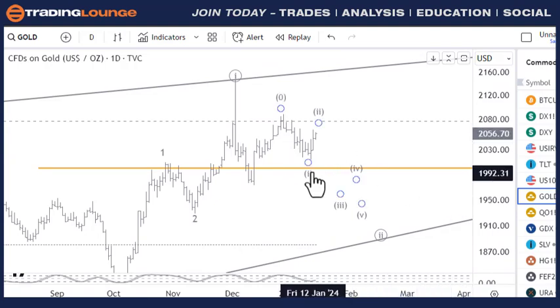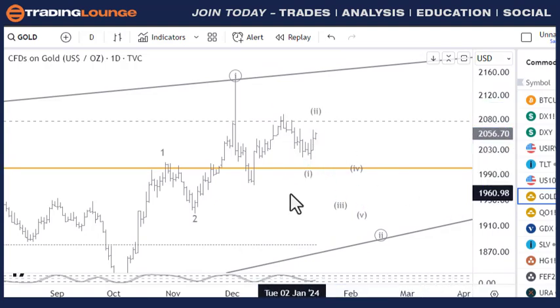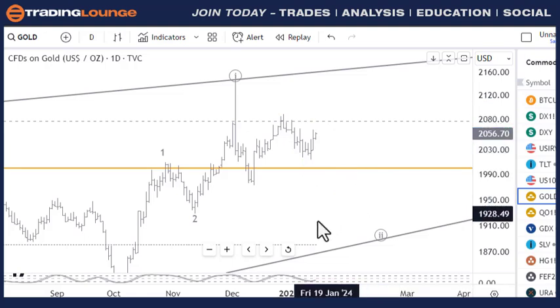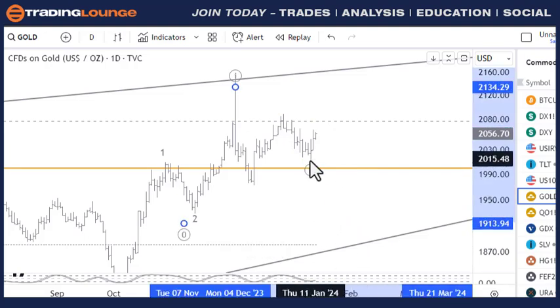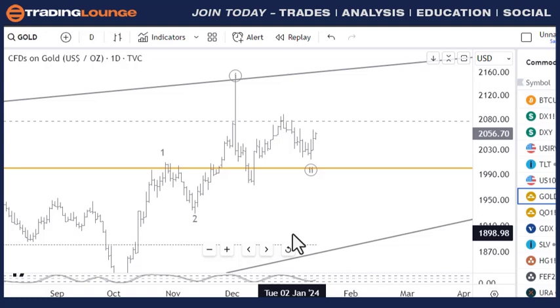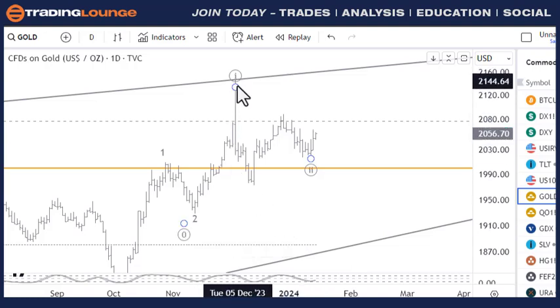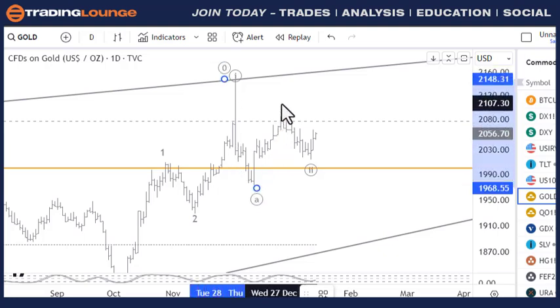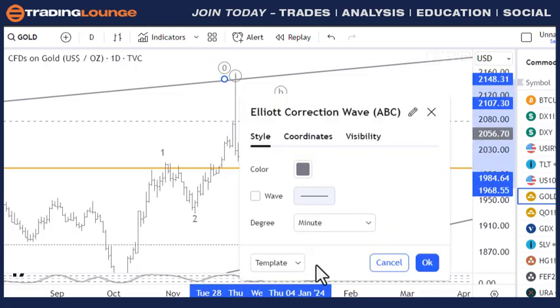So I'll just wait and see, because if we don't get this 1, 2, 3, 4, 5 here, then what I'll have to do is put wave 2 here and look at this here as an A, B, and C pattern for this.